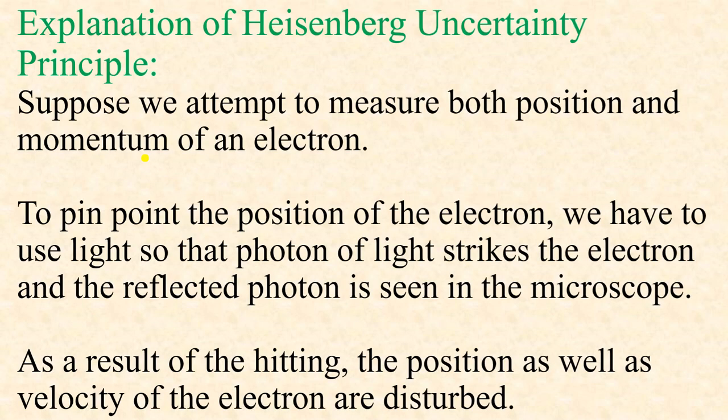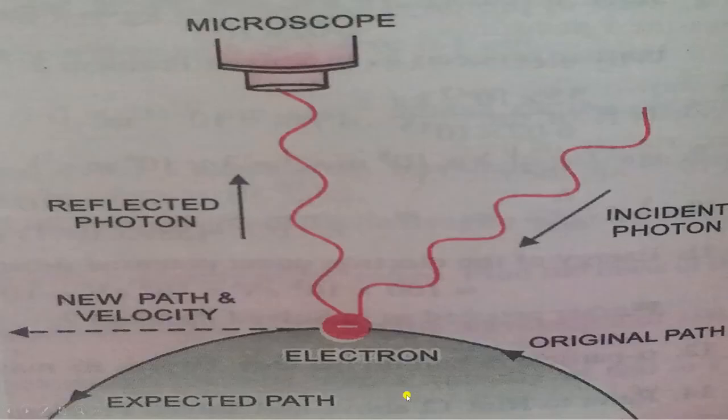Now the explanation of Heisenberg uncertainty principle. For this we will take one example. Suppose we want to find out both position as well as momentum of an electron. Here the electron is revolving around the nucleus. This is the original path of the electron and this is the expected path of the electron. But when incident light falls on the electron, the electron will change its path and follow a new path with different velocity, and this is the new path.